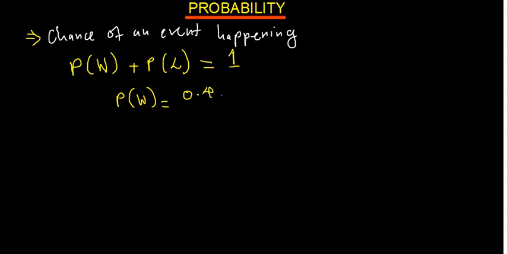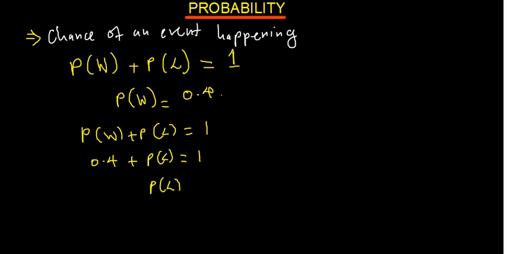What is the probability that Manchester is going to lose? You know that the chance of winning plus the chance of losing is supposed to give you 1. So the chance of winning is 0.4, plus the chance of losing, which we don't know, is supposed to give us 1. So the probability of losing is going to be 1 minus 0.4, which is 0.6. So the sum of all probabilities is supposed to add up to 1 or 100%.